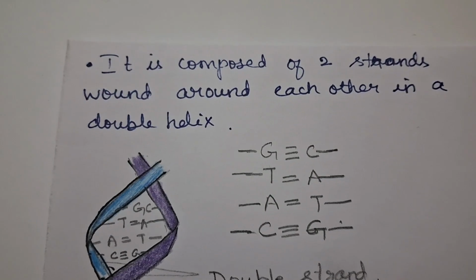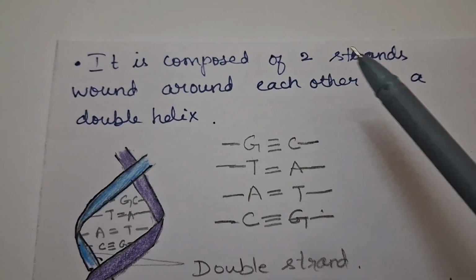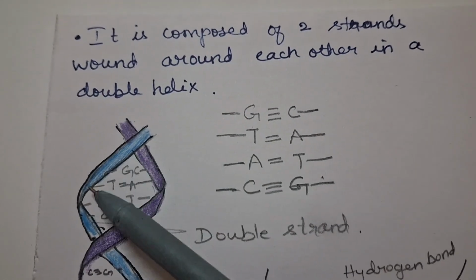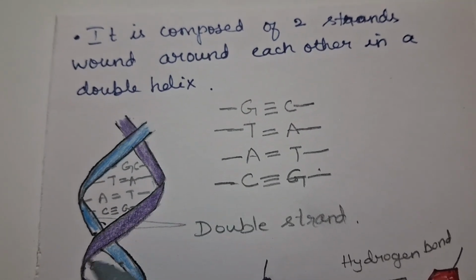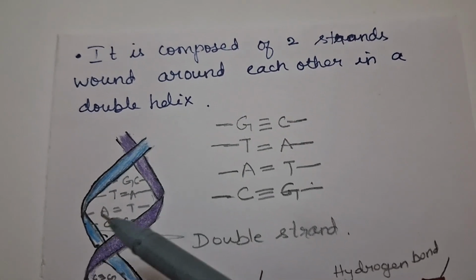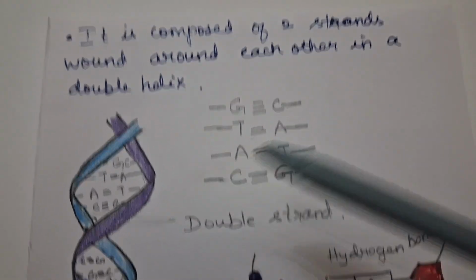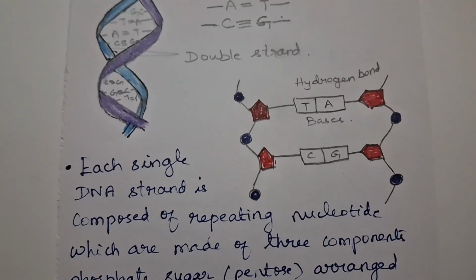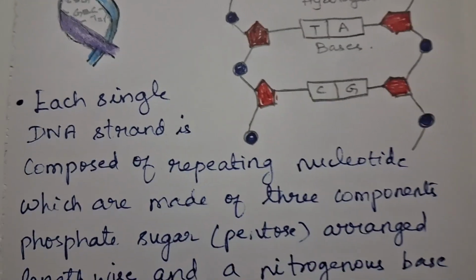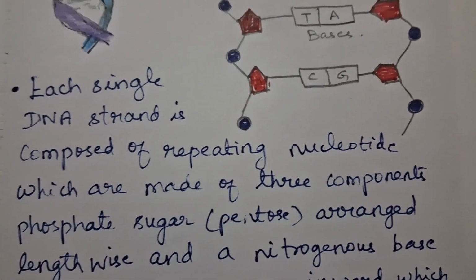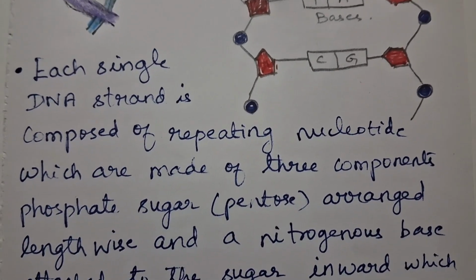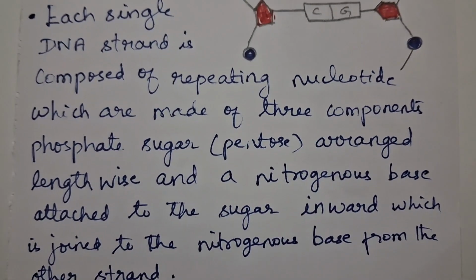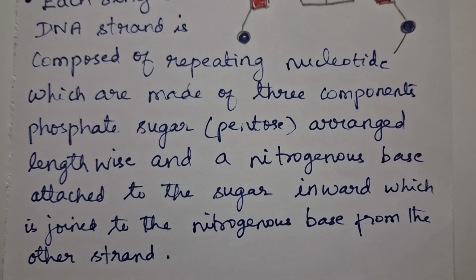The structure of DNA is composed of two strands wound around each other in a double helix. So this is one strand and the purple color is another strand. Both are wound together, like a twisted ladder. Each single DNA strand is composed of repeating nucleotides, which are made of three components: phosphate and sugar arranged lengthwise, and a nitrogen base attached to the sugar inward, which is joined to the nitrogenous base from the other strand.